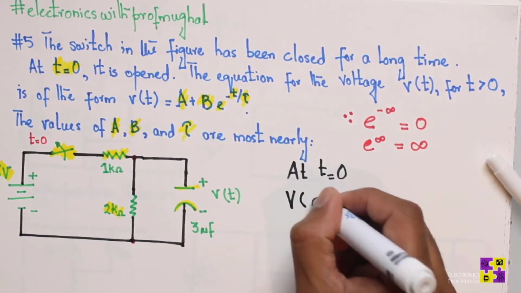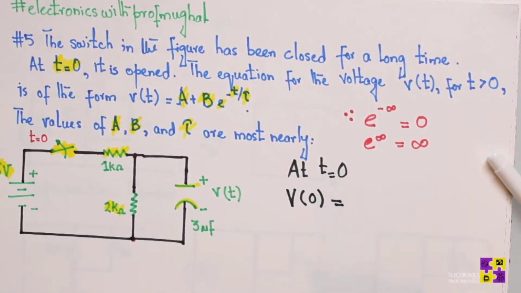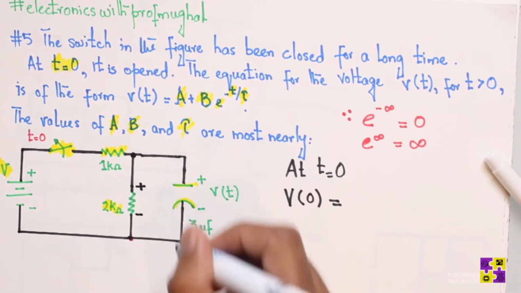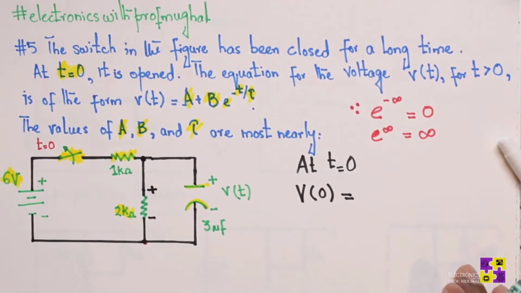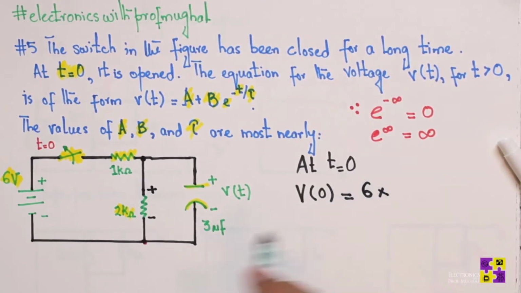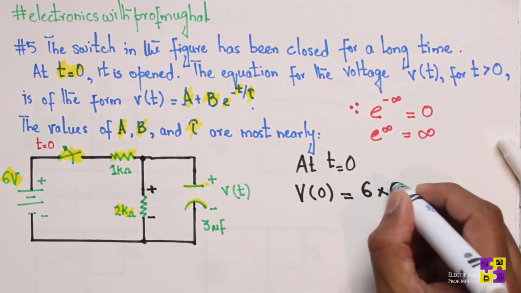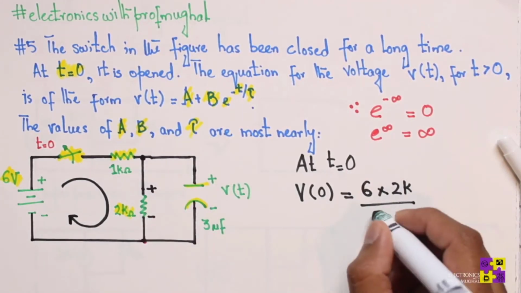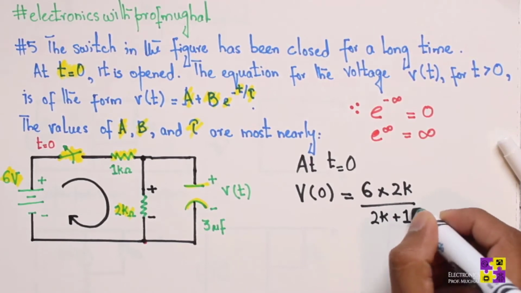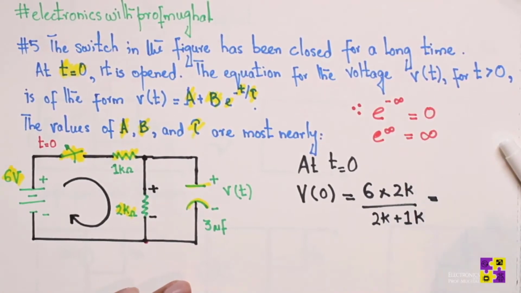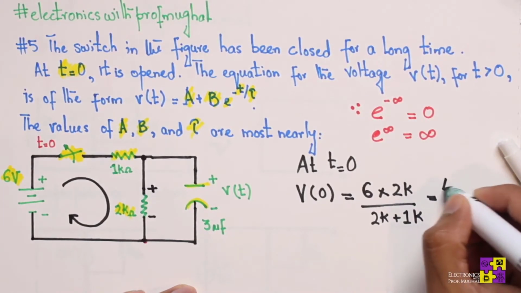If you find the voltage at t equals 0, it's simply applying a voltage divider here, correct? Whatever the voltage is across this resistor, the same voltage will be across this capacitor because the two are parallel to each other. So V of 0 equals the total voltage, 6 volts, times the component across which you are trying to find the voltage, the 2 kilo ohm resistor, divided by the total resistance, 2k plus 1k, a total of 3 kilo ohms. 6 times 2 is 12k, and 12k over 3k gives us 4 volts, correct?